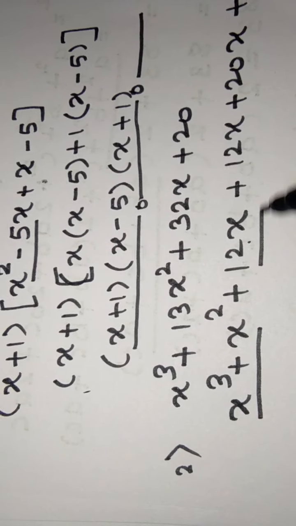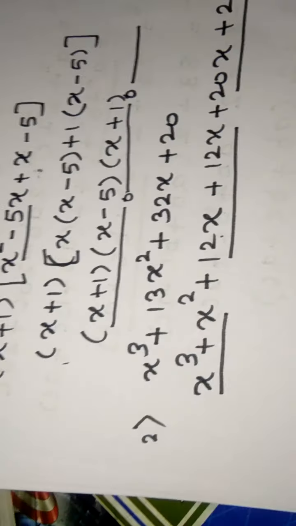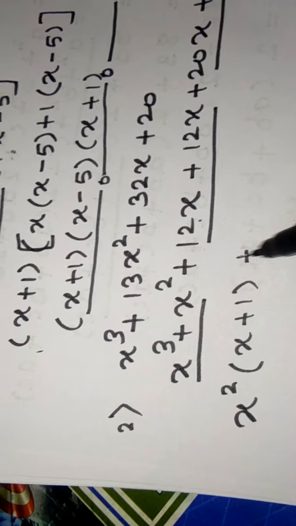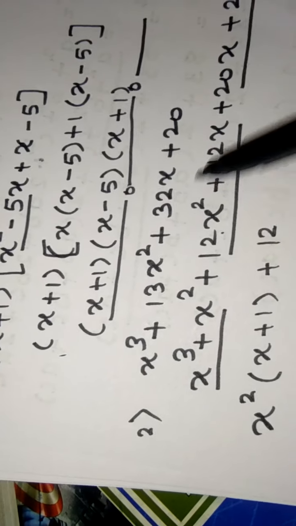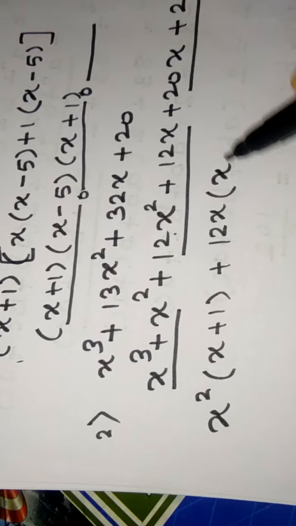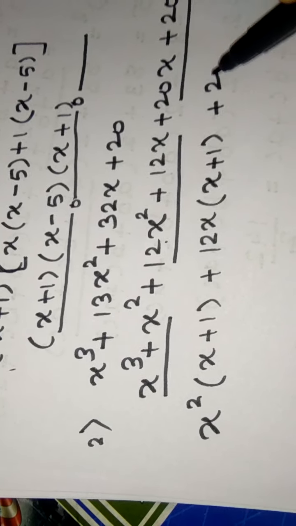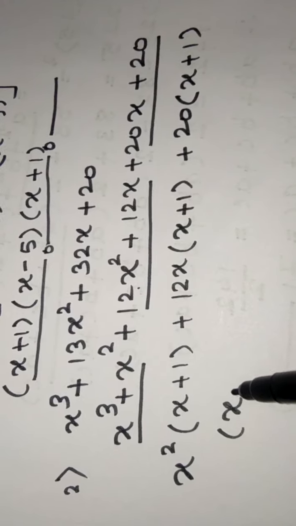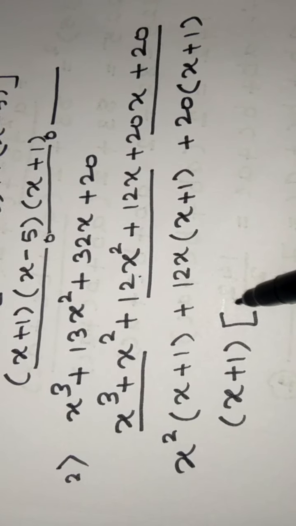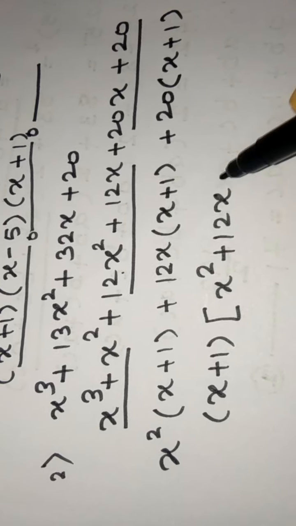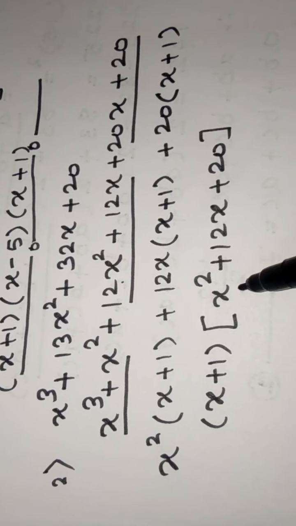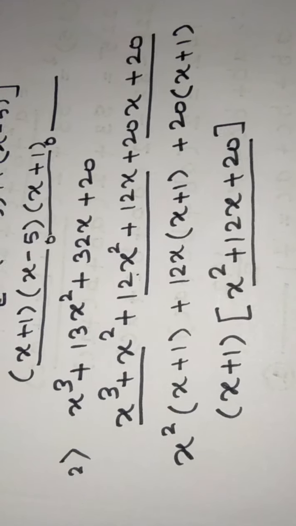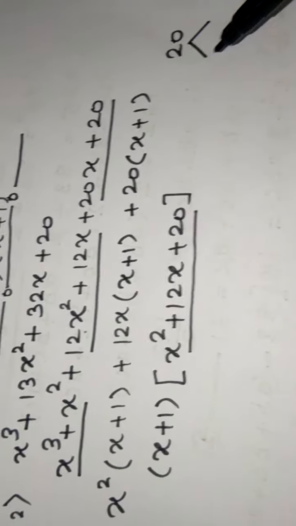Now do the factors as in the first example. Here x square is common, x plus 1, plus here 12x is common, the factor is x plus 1. Again 20 is common, the remaining term is x plus 1. That is x plus 1, and the next bracket will be x square plus 12x plus 20. Again we have got a quadratic polynomial. Factorize 20 so that the product will be 20 and the addition will be 12.